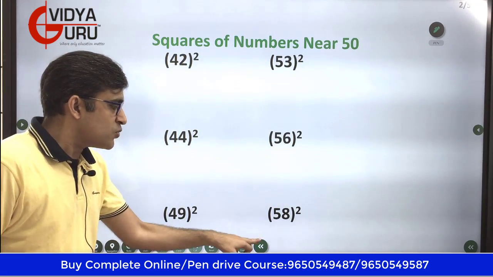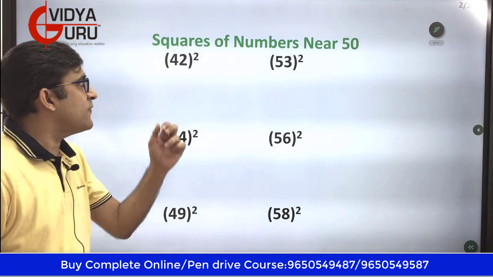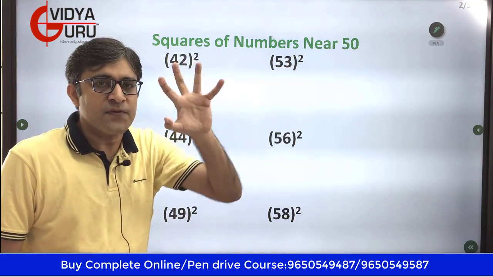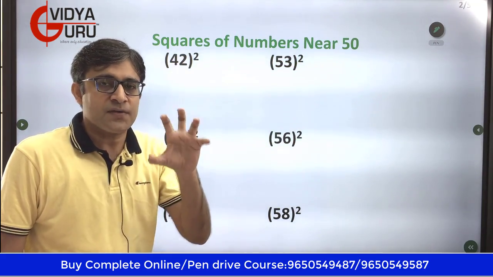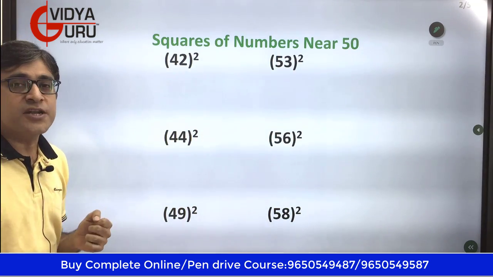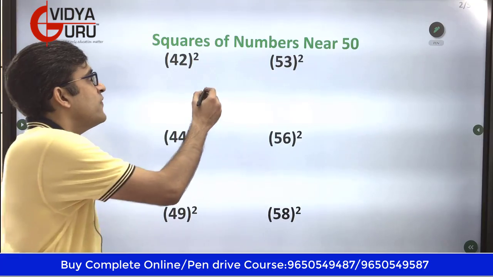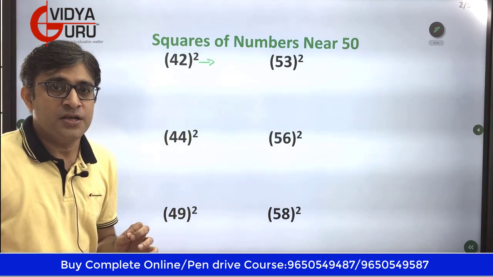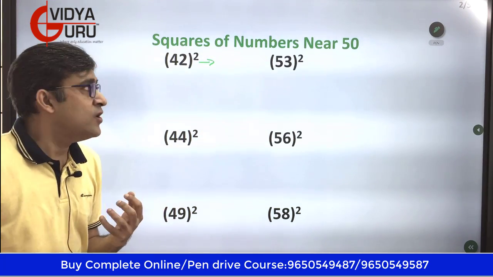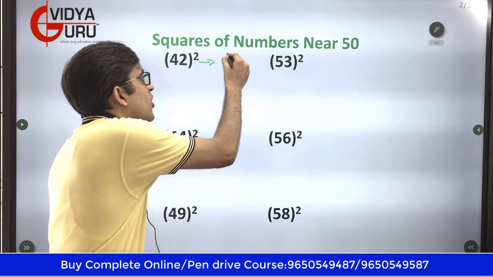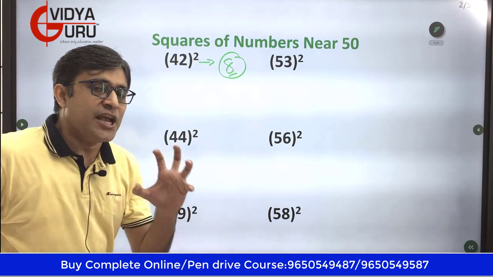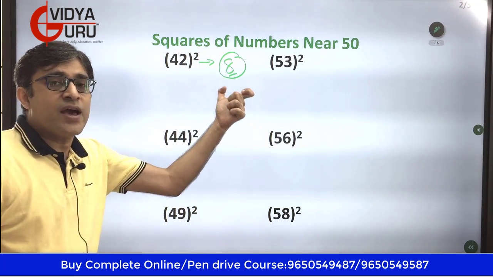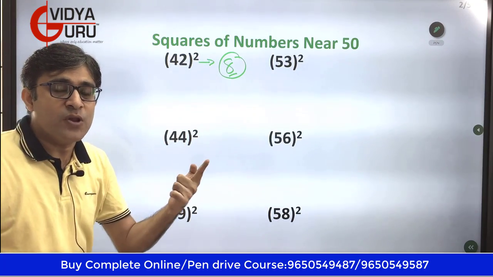So if I am given 42 and I have to find out the square of 42, how do I do that? Of course, I understand it is near 50. 50 is the benchmark and we have 42. So ask yourself, how small is it as compared to 50? It is 8 small. So this 8 is an important aspect. Now what you have to do is find out the square of 42. So how will you go about it?